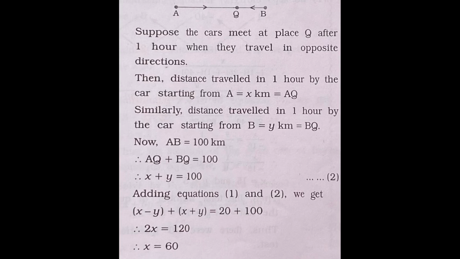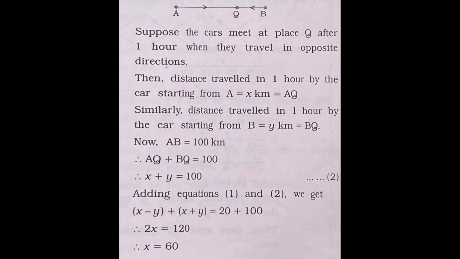So, suppose the cars meet at place Q after 1 hour when they travel in opposite directions. So, distance traveled in 1 hour by the car starting from point A will be x kilometer. According to the formula, distance is equal to speed into time. That is x into 1, that is equal to x kilometer, which is equal to AQ. Similarly, distance traveled in 1 hour by the car starting from B is equal to y kilometer, that is equal to BQ.